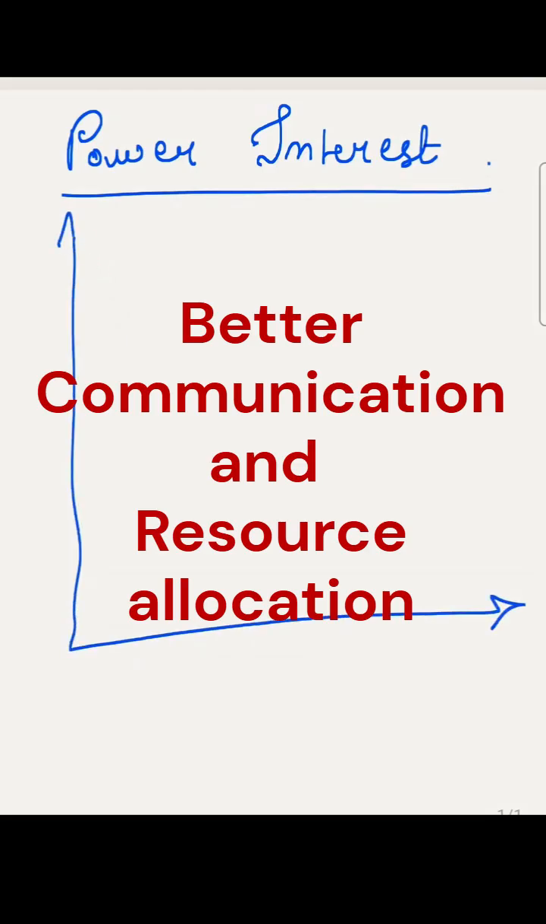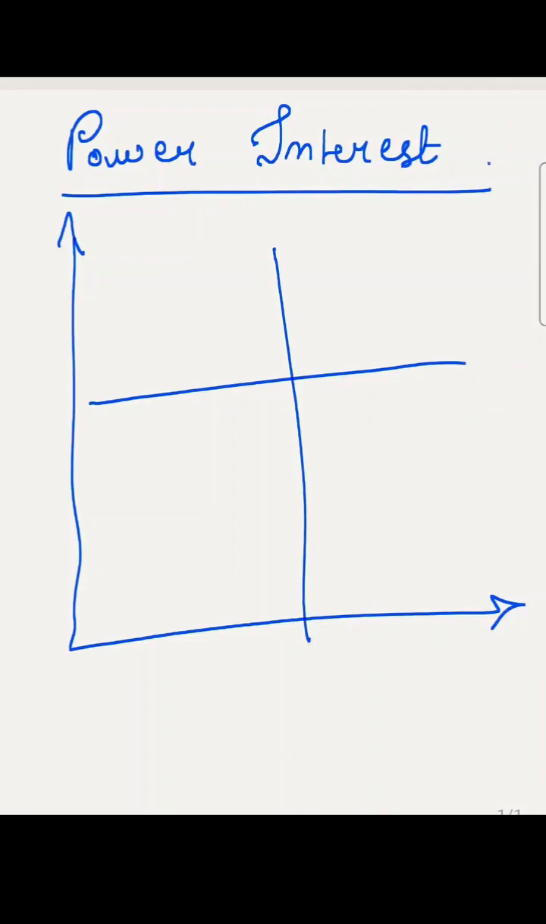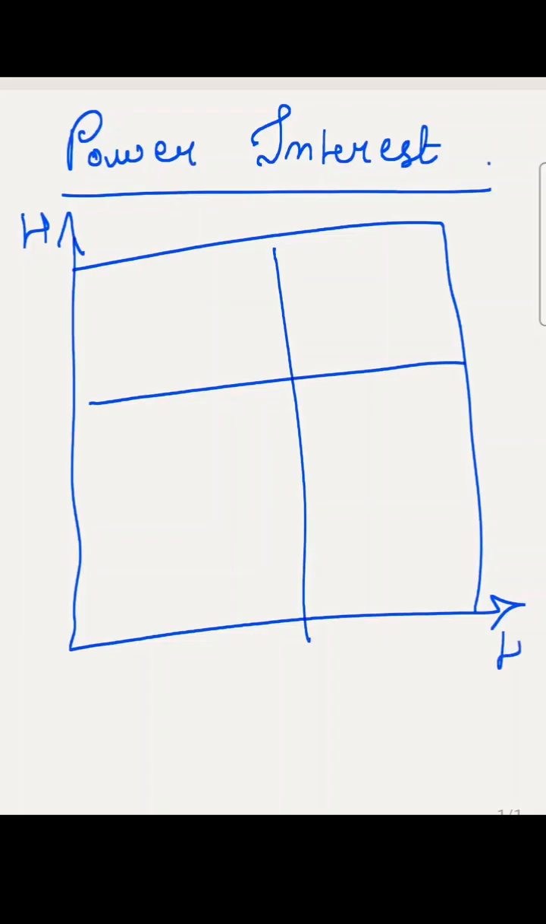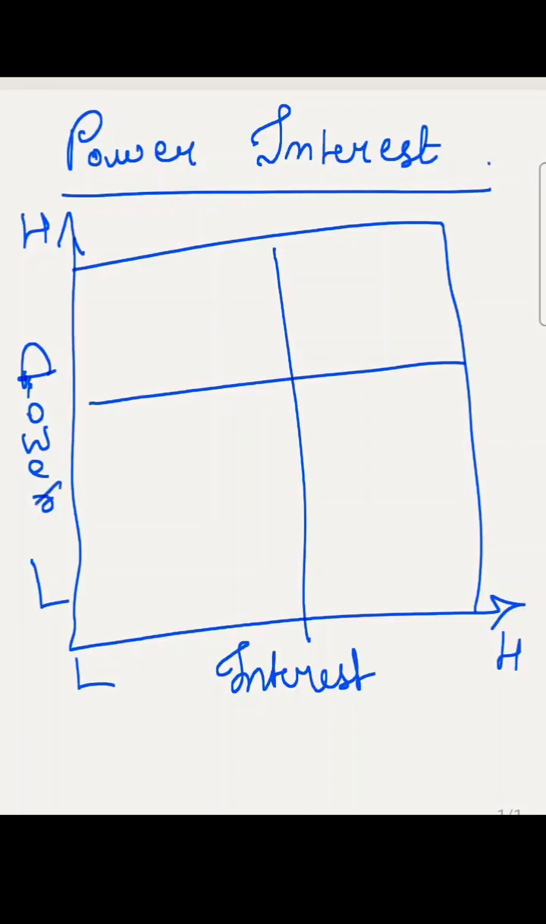The power interest grid is divided into four quadrants. This is the high end and this is the low end. We have interest on the x axis and power on the y axis. Whenever we have a stakeholder with high power and high interest, these are the decision makers and have the biggest impact on the project success, and hence we must closely manage their expectations. Manage closely.